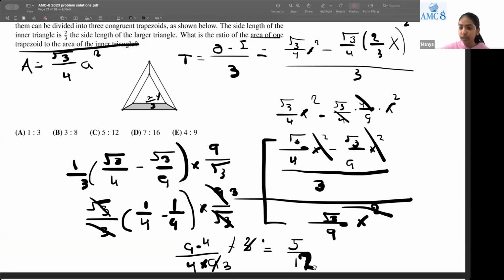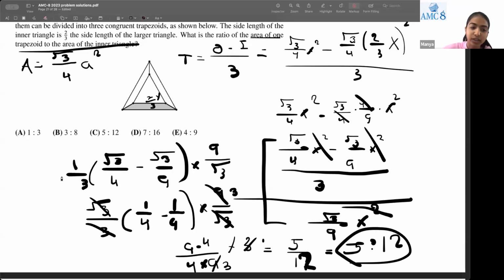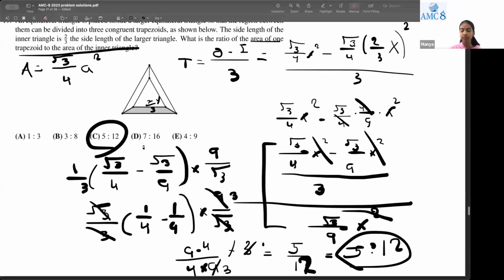This is division, but once again, we can transform this fraction into a ratio, which should be equal to 5 to 12. By this, I mean 5 colon 12. And that's how we got our final answer, C. Does anyone have any questions on this problem? Okay.